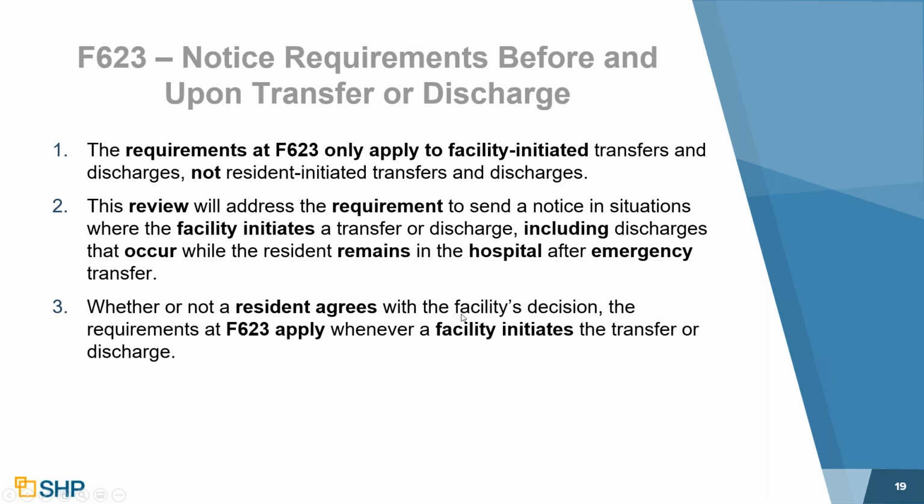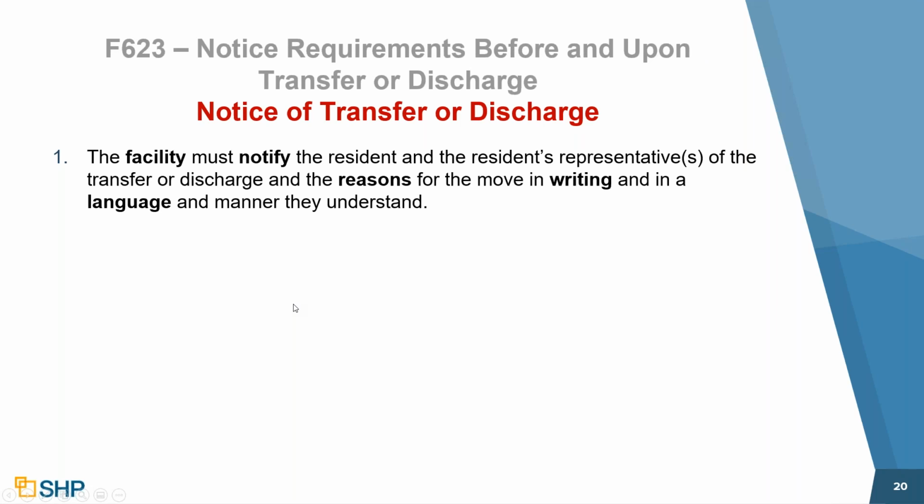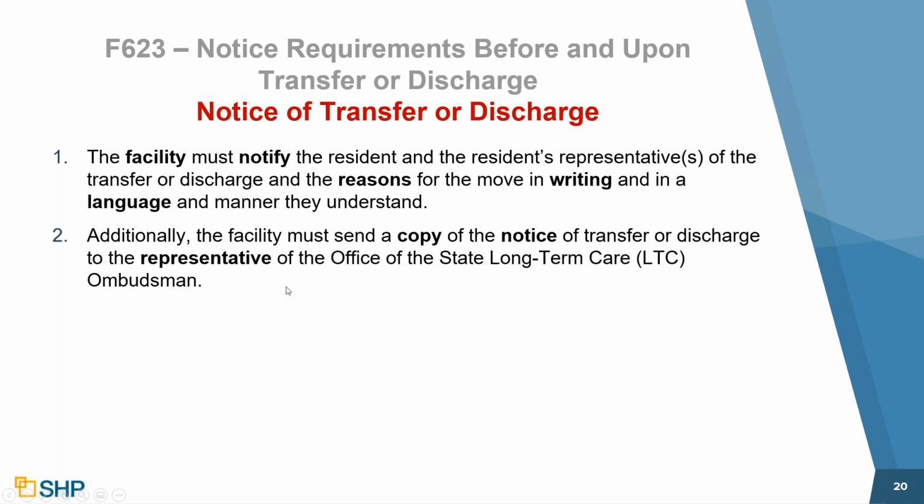The resident may agree to do this, but if it's facility-initiated, this notice has to be provided when the facility initiates the transfer or discharge. So let's look at the notice. The facility must notify the resident or the representative of the reasons for the move in writing and in a language and manner they understand. I'm not sure how you record that, but one of the requirements is that information be in the medical record, as we'll see. Additionally, the facility must send a copy of the notice to the state ombudsman.